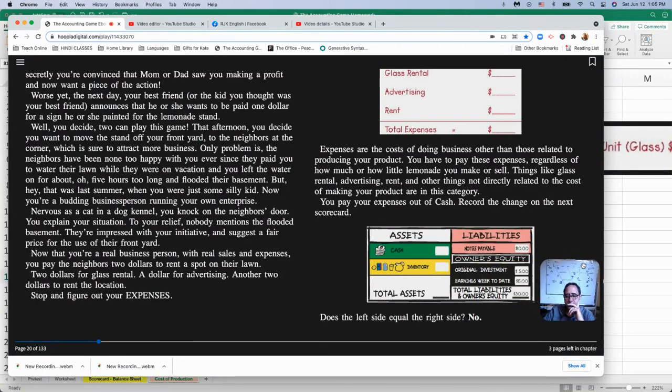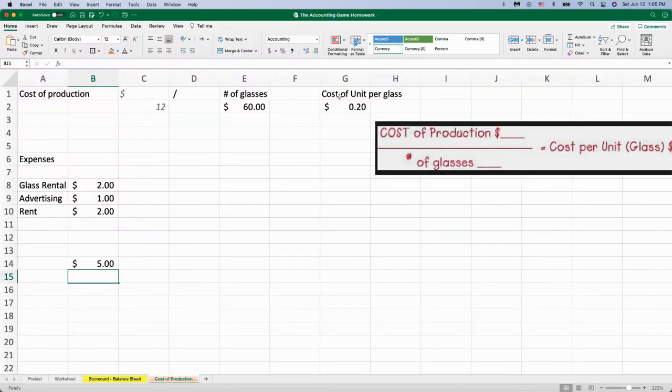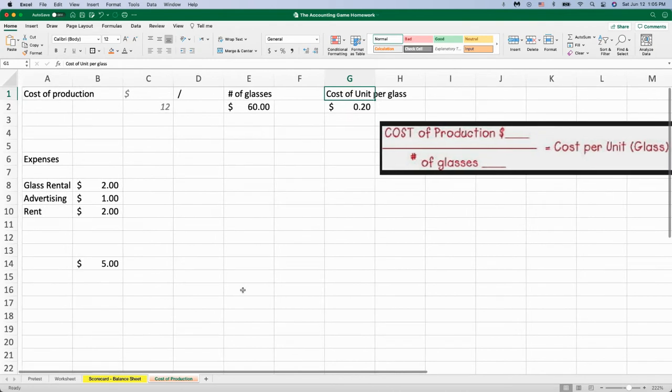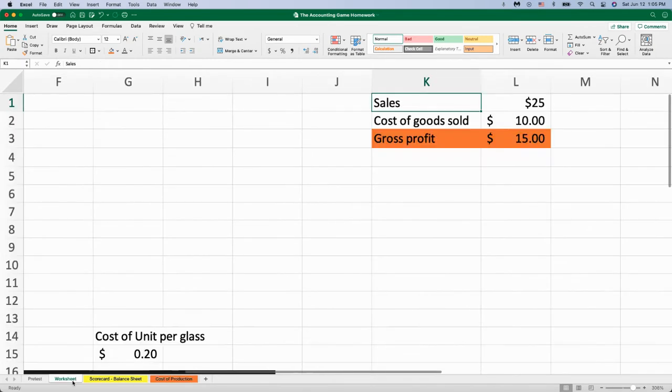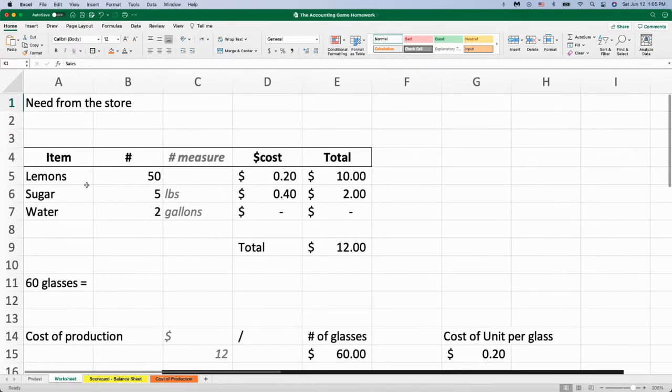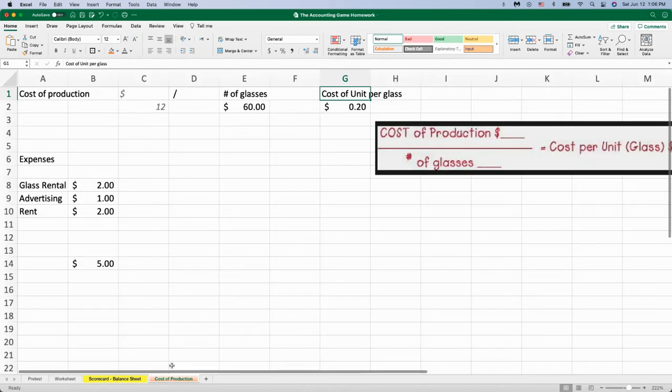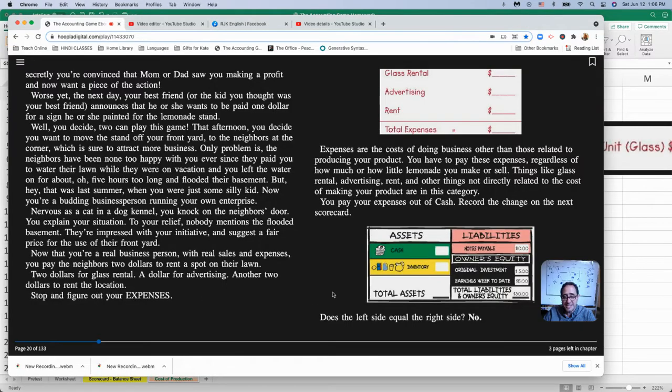All right, everyone. So we've learned about expenses last time. We figured out glass rental, advertising, and rent were expenses. That's different from the cost of units per glass. What made up cost of units per glass? What made that up were the lemon, sugar, and water that went into the production. So the expenses are separate from that and come out later.